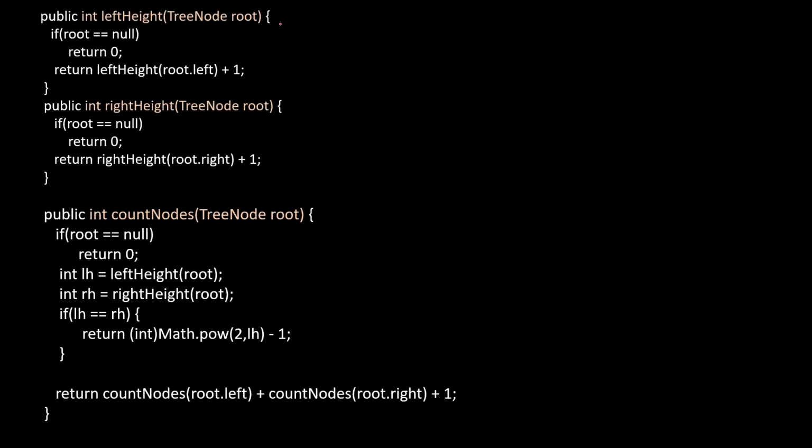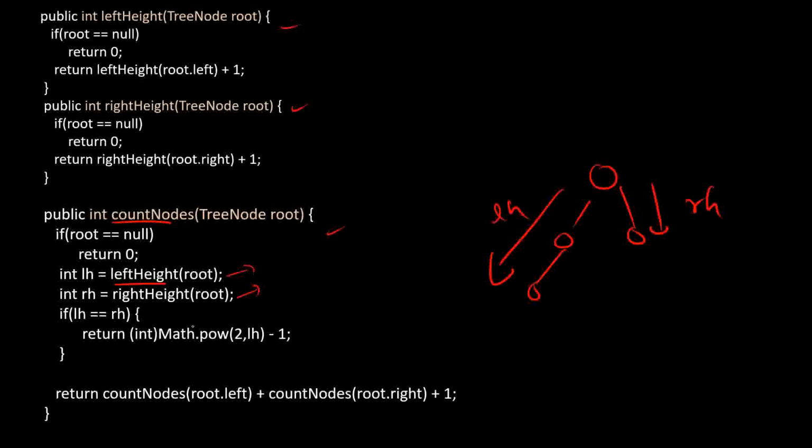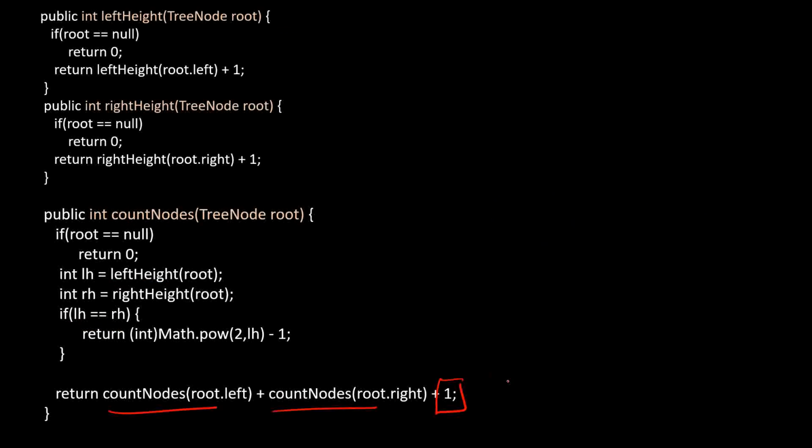Let's see the code. So here I have three functions. This is the main function. So initially I am checking my left height and right height. That means if this is a tree, I am calculating this part and this part. This is LH and this is RH. Now I am checking whether LH is equal to RH. If it is, then that means I have found a subtree that is a full binary tree and I can directly calculate the number of nodes. Otherwise I will recurse to the left part and right part, counting that node also.